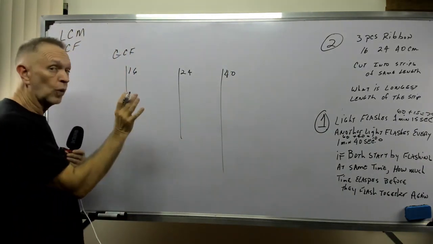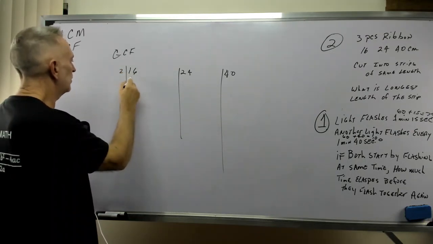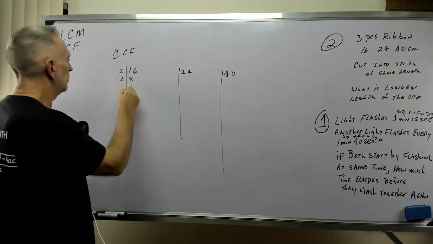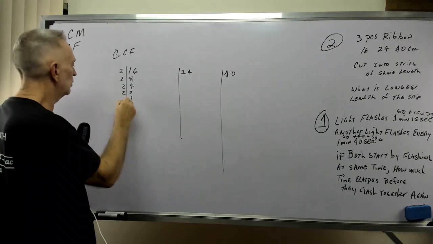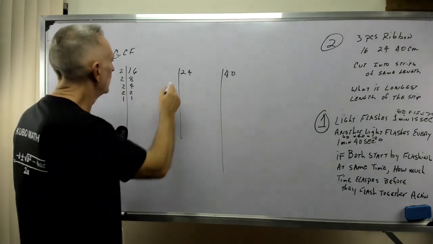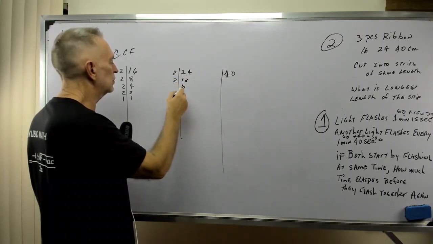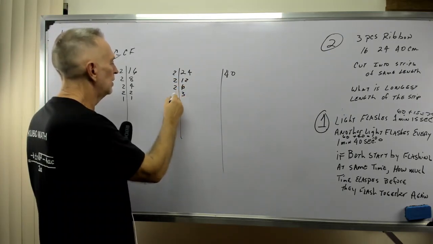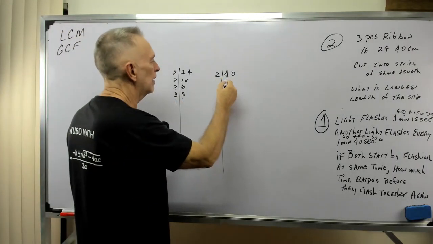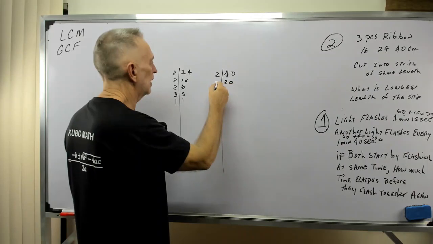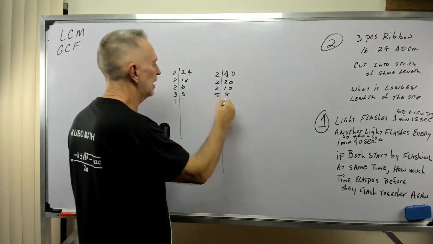Okay, we do them one at a time. All right, I'll take 2 into that. 16 divided by 2 is 8. 8 divided by 2 is 4. 4 divided by 2 is 2. 2 divided by 2 is 1. Bring the 1 over. Okay, 24 divided by 2 is 12. 12 divided by 2 is 6. 6 divided by 2 is 3. 3 divided by 3 is 1. Bring the 1 over. 40 divided by 2 is 20. 20 divided by 2 is 10. 10 divided by 2 is 5. 5 divided by 5 is 1.